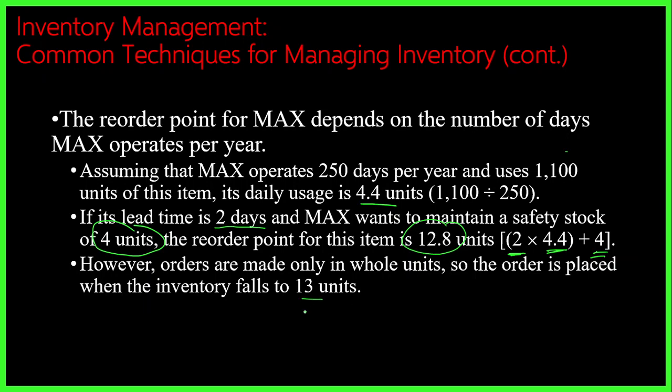Or 13 units. Okay? Sabi niya kasi, however, orders are made only in whole units. So the order is placed when the inventory falls to 13 units. Ayan. So when your inventory is down to 13 units, it's time for you to order. After 2 days, your order will arrive. Also, after 2 days, the remaining units may have already been used. Actually, it's just 8.8 pala. May iwan na 4. Let's try to understand that further.